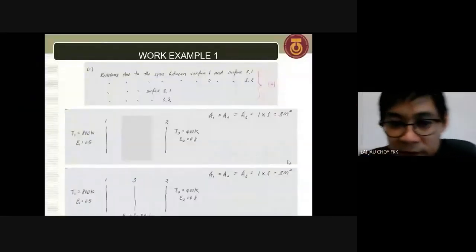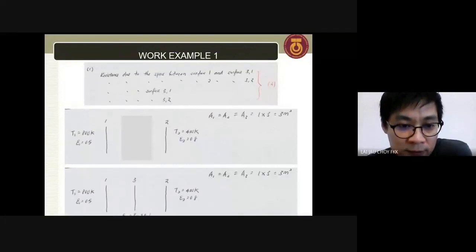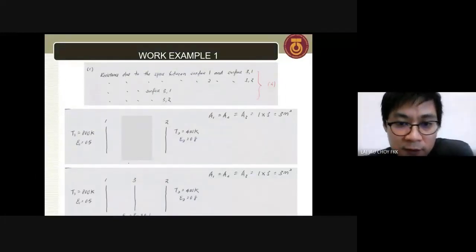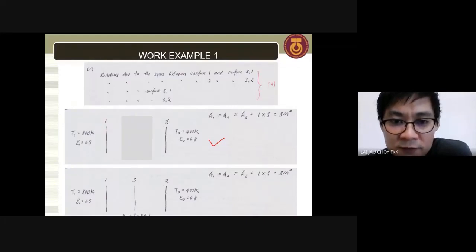Okay, class, you need to know how to name all these resistances. Here, first, this is the original condition. So we have three resistances. Resistance number one is surface resistance of surface one. Resistance number two is surface resistance of surface two. And resistance number three is space resistance between surface one and surface two.